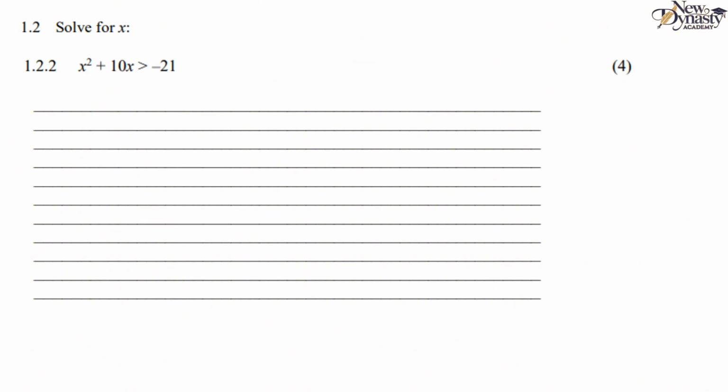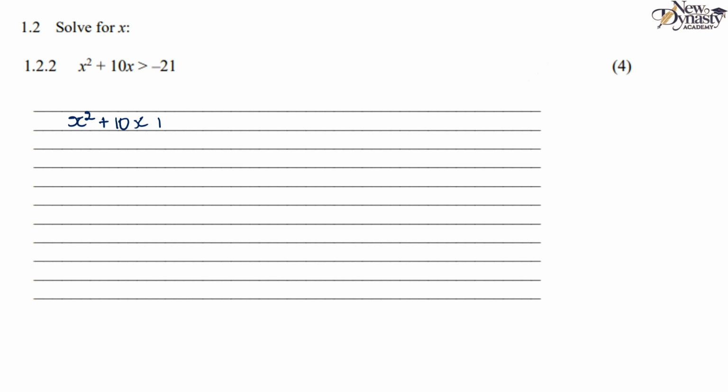Then the next question says solve for x again here, but in this case we are given an inequality. We are given an inequality which is not written in a standard form. So the first thing that you need to do is to make sure that you write this in a standard form. That is, you put all the terms on one side of the equal sign. So you're going to go on and say x squared plus 10x, then add 21 on both sides.